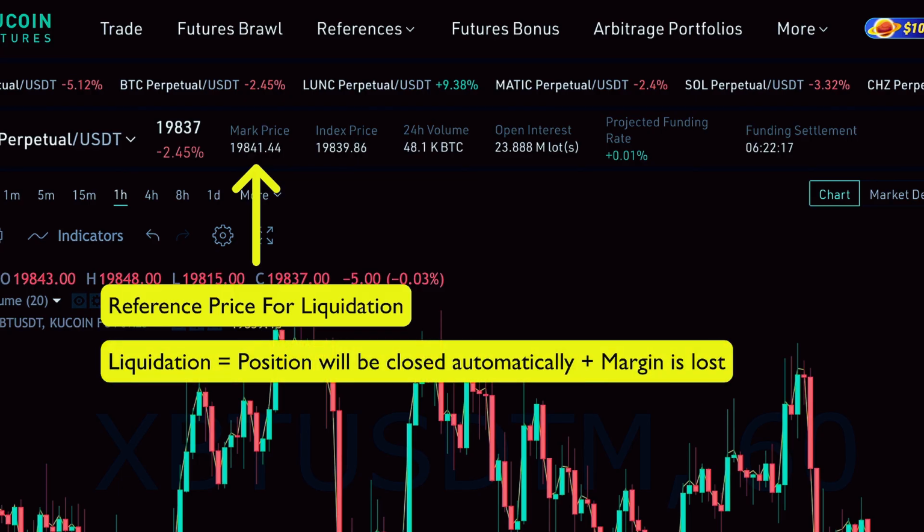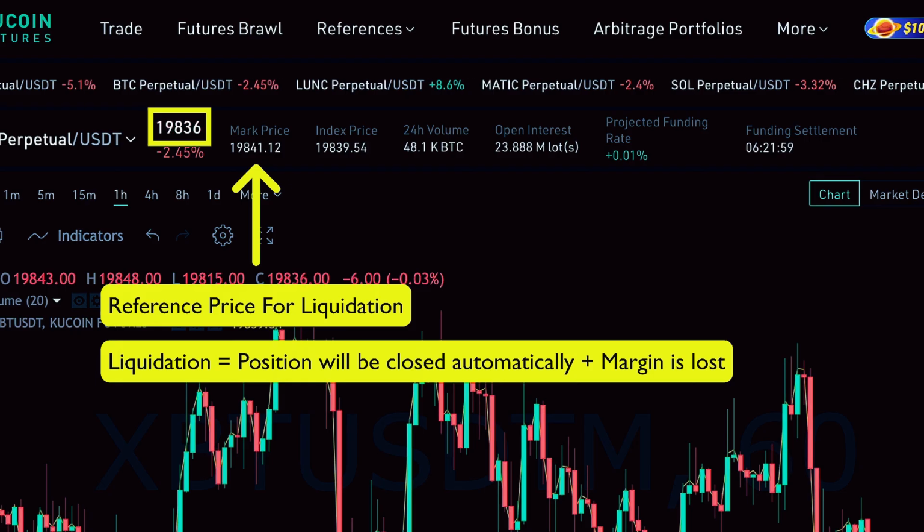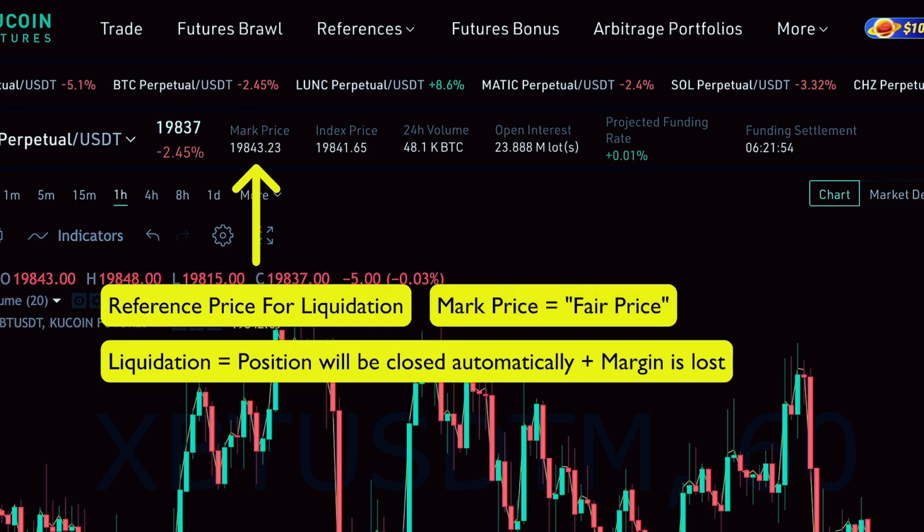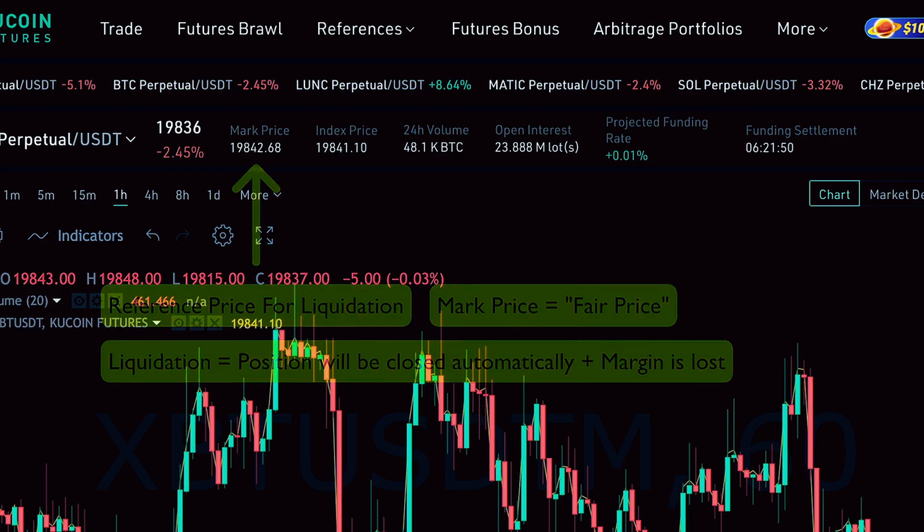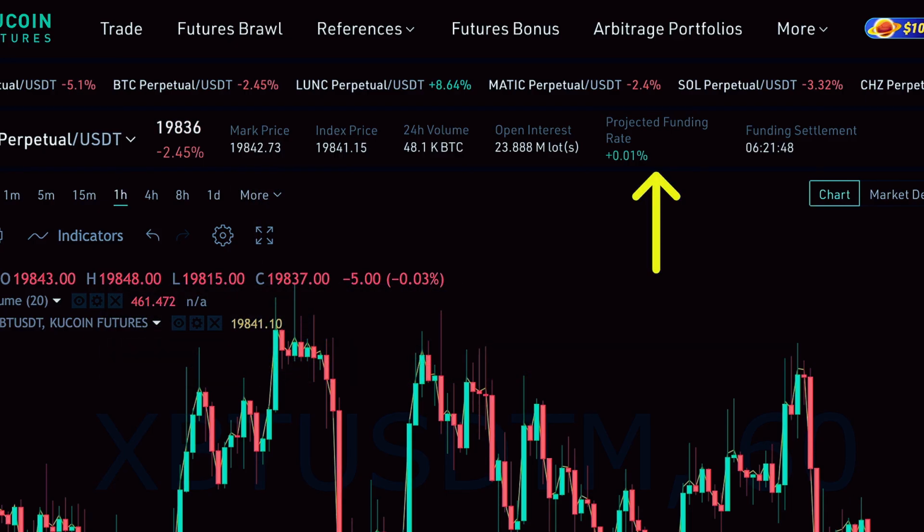Liquidation basically means that KuCoin will automatically close our position whenever the price moves too far against us. The reason why KuCoin doesn't use the actual last price to determine when a position should be liquidated is to avoid unnecessary liquidations whenever the market is highly volatile or is being manipulated. So the mark price represents a more fair price to determine when a position needs to be liquidated. Then we have the funding rate. This is specific to perpetual futures contracts.